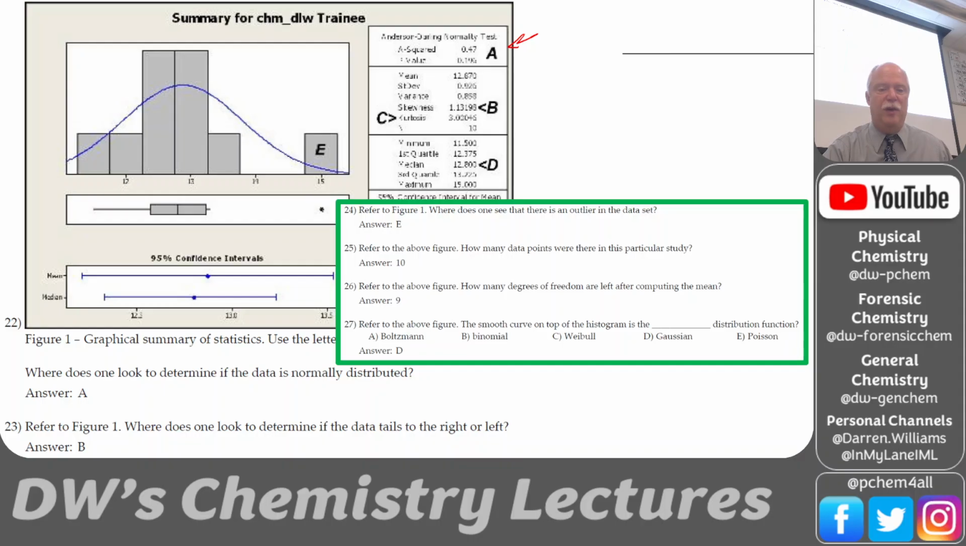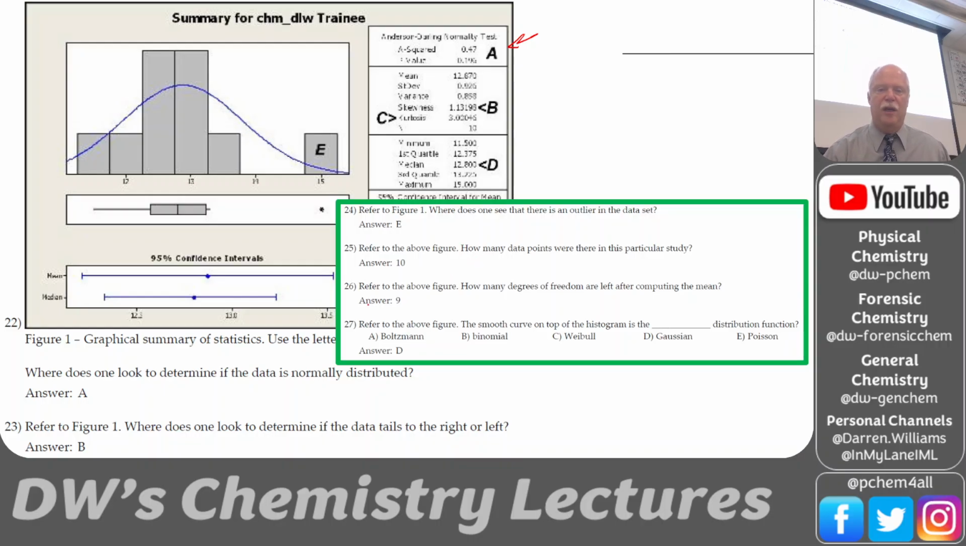Okay, number 23. Where does one look to determine if the data tails to the right or to the left? You have the mean, the standard deviation, the variance, the skewness, the kurtosis, and the median and quartiles. Which one talks about tailing data? Skew, very good. So that would be B.